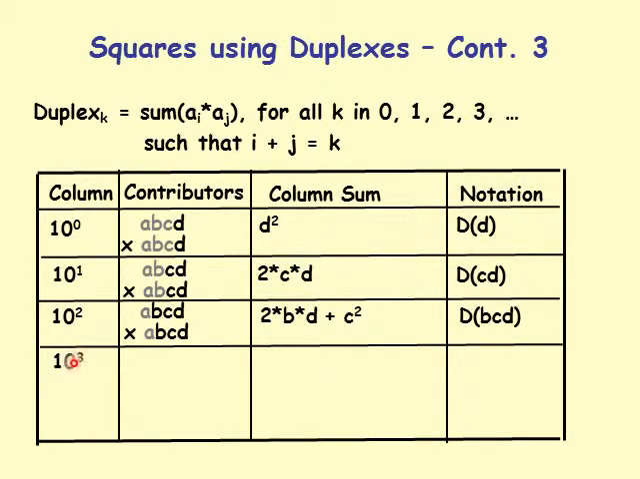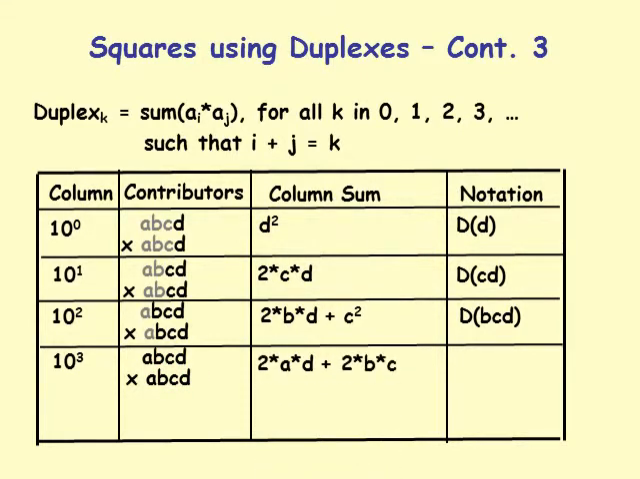Here is my 10 to the third column, which is 1000. In 1000, I'll need all these participants, every digit contributes. So we get AD plus BC plus BC plus AD. AD here and AD here, 2AD. BC here and BC here. This is crosswise. AD is crosswise, I get 2AD. BC is crosswise, I get 2BC.